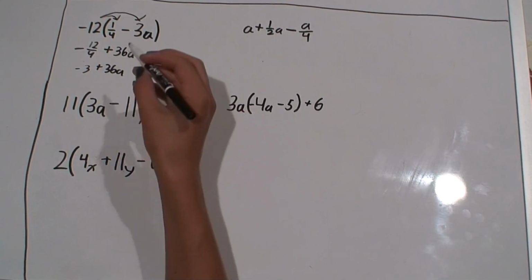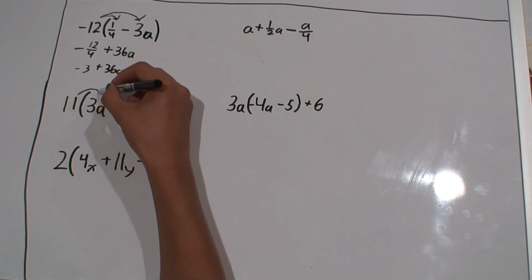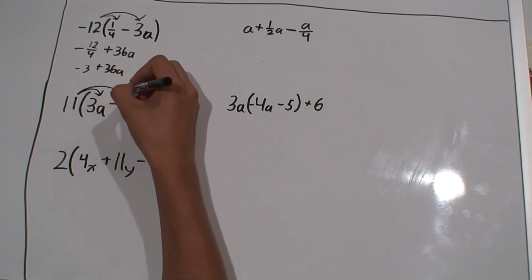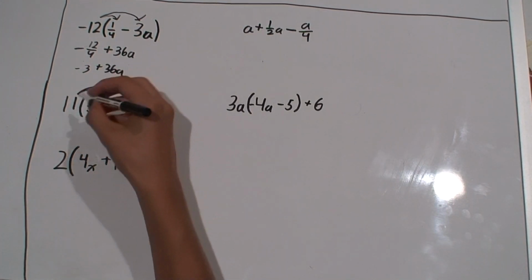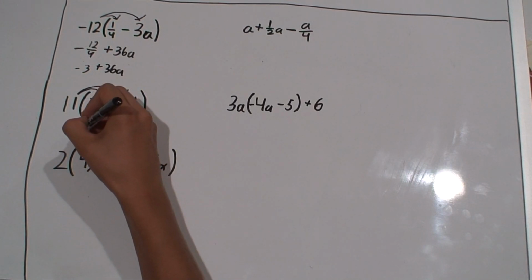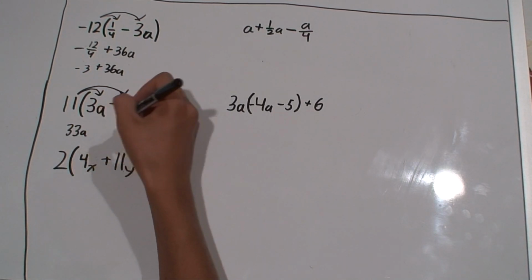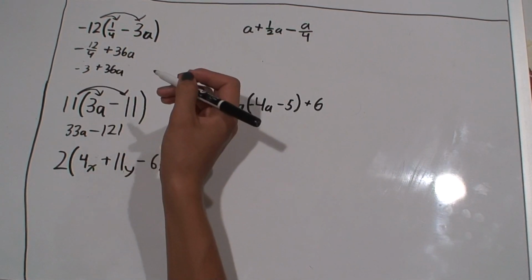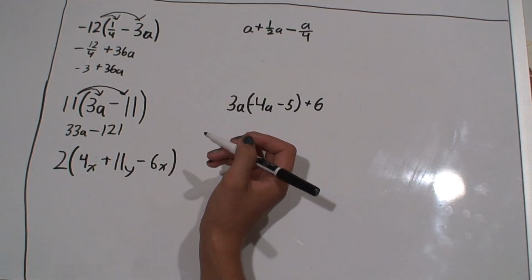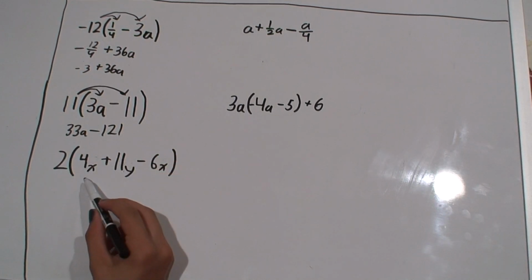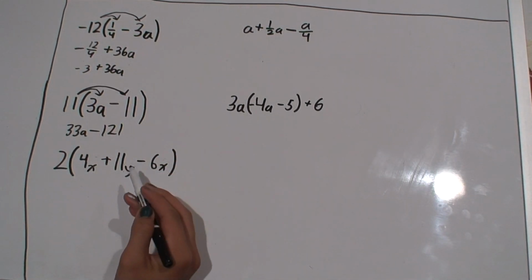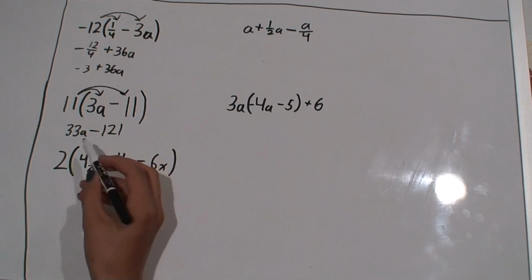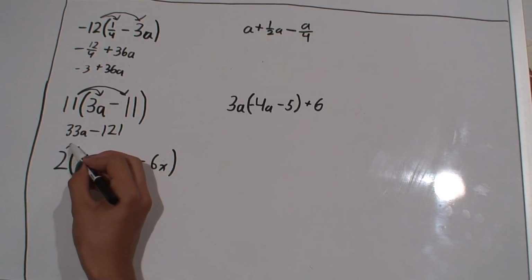This one is the same story. We distribute the 11 and the 11. 11 times 3 is 33a, minus 11 times 11 is 121. Now that should be pretty easy. Then when you add multiple, there are a few extra steps, but it's pretty much the same.